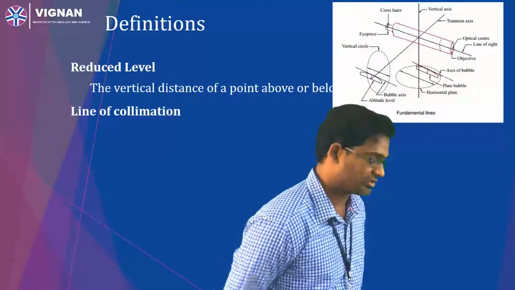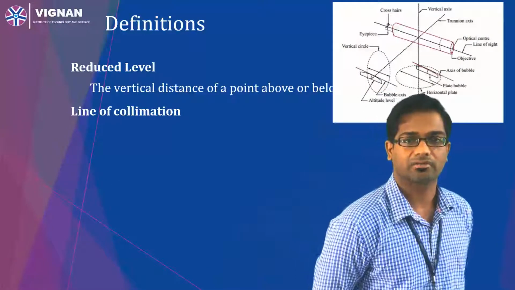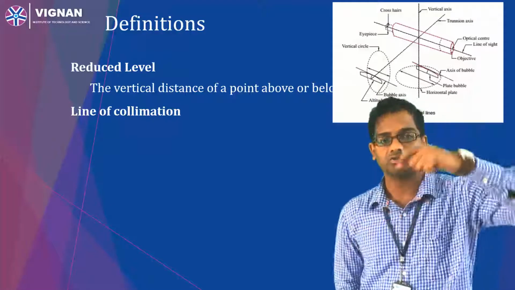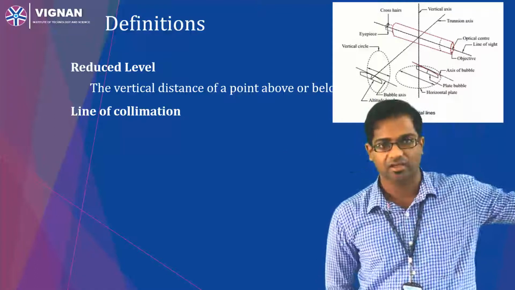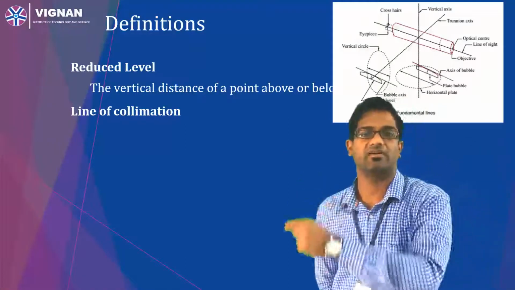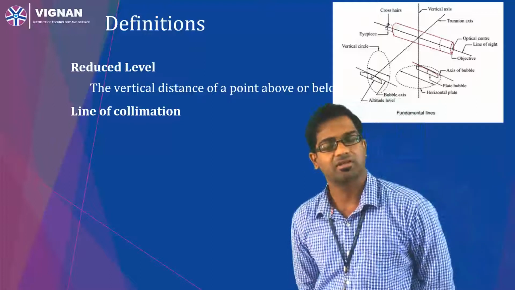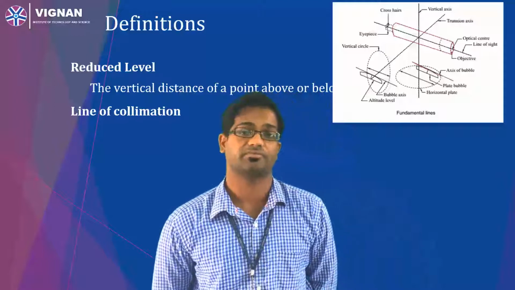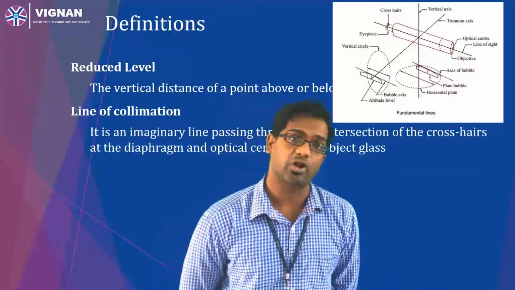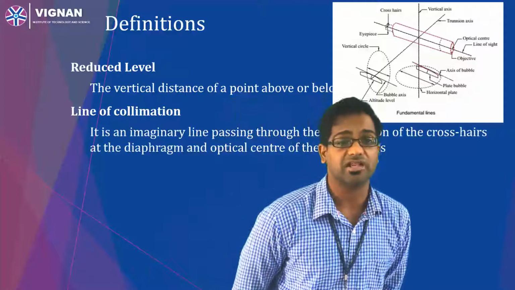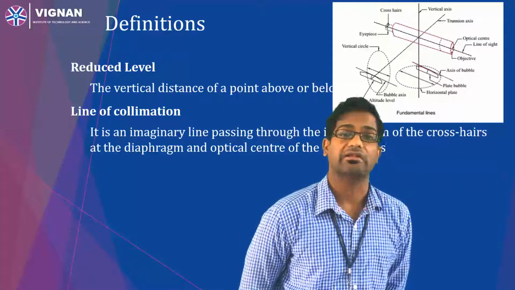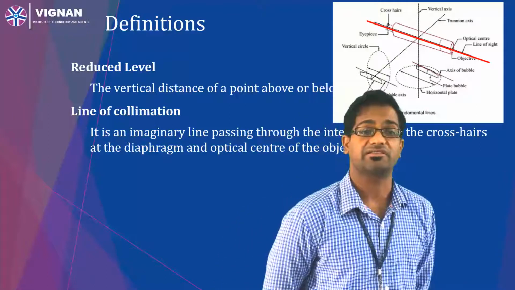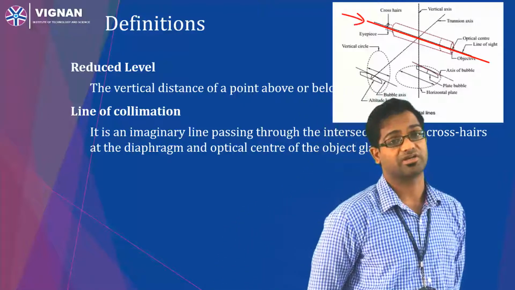Line of collimation, which is very important. Like I said in the previous class, when you have an undulating terrain, you need a fixed line from which you can calculate the vertical distances of ground points. The level line is called the line of collimation. The definition of line of collimation is the imaginary line passing through the intersection of crosshairs in the diaphragm with the eyepiece to the optical center of the object glass.